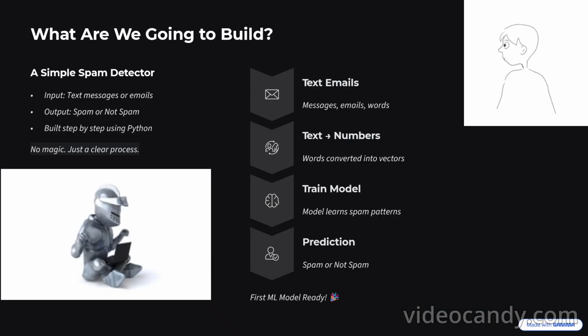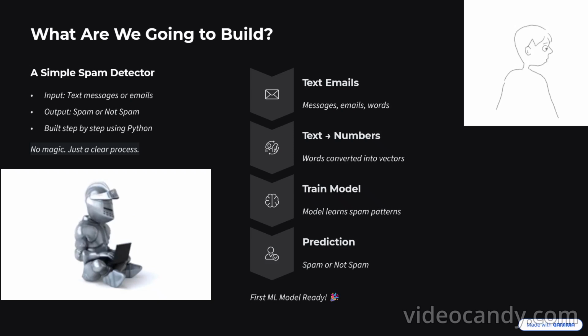Let's be very clear about the goal. We are building a simple spam detector. The input is text, emails, messages, words, and the output is just one decision: spam or not spam. Now, look at this workflow on the right side.